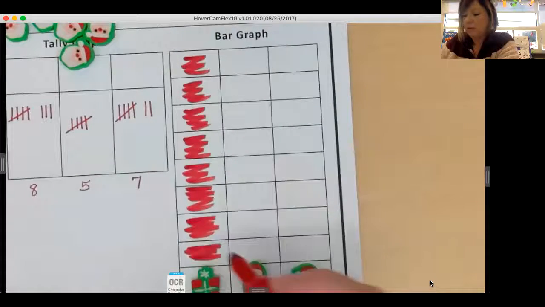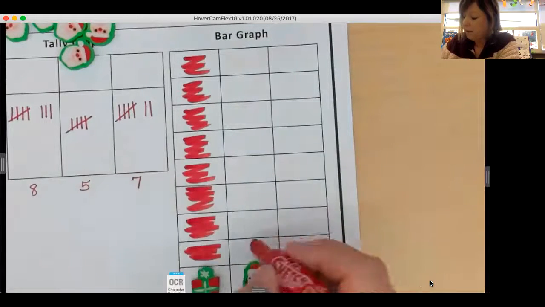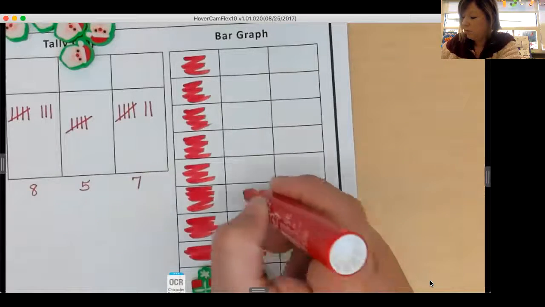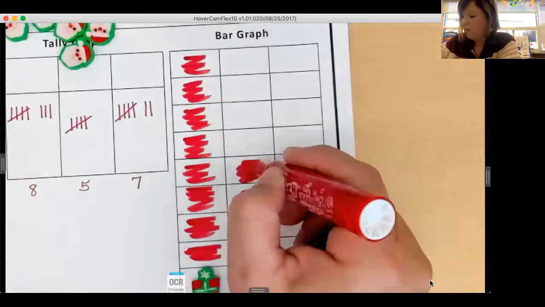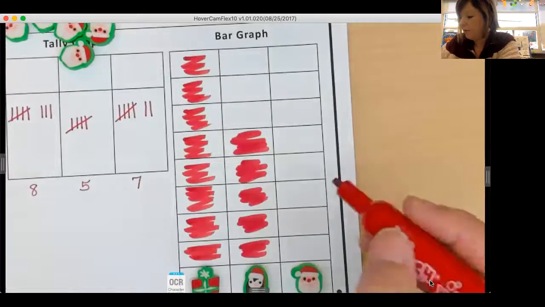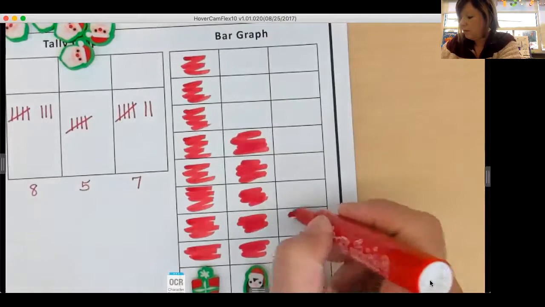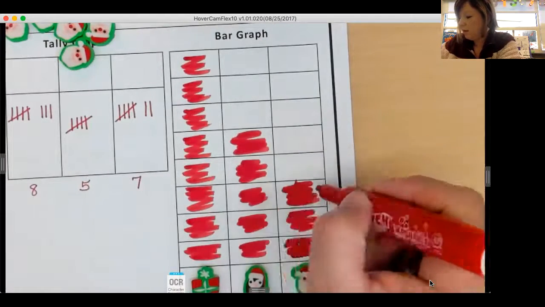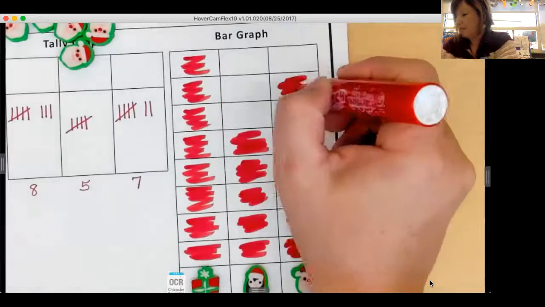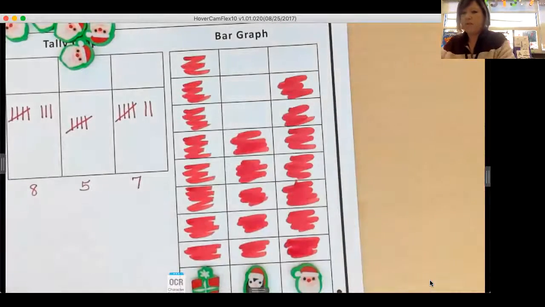How many penguins did we have? 5. So let's count 5. 1, 2, 3, 4, 5. And Santas were 7. 1, 2, 3, 4, 5, 6, 7. Now we have 3 different graphs that we went over today. Now let's use our bar graph to answer these questions.